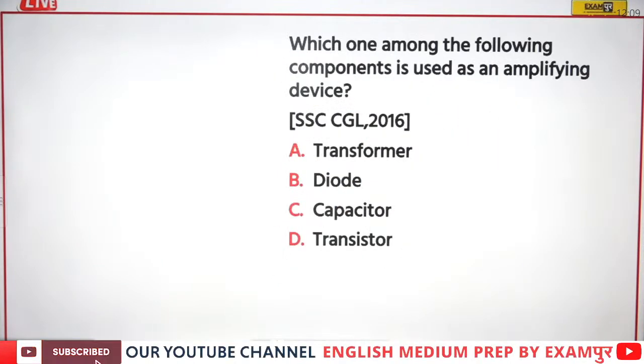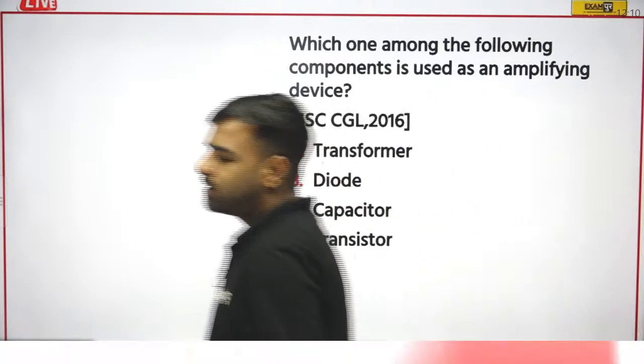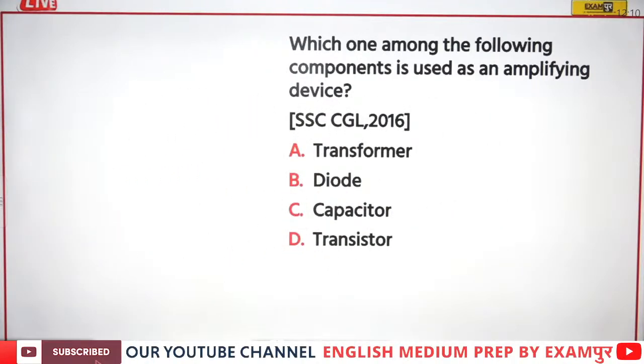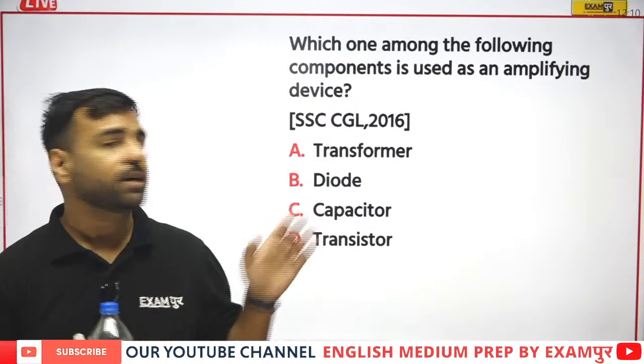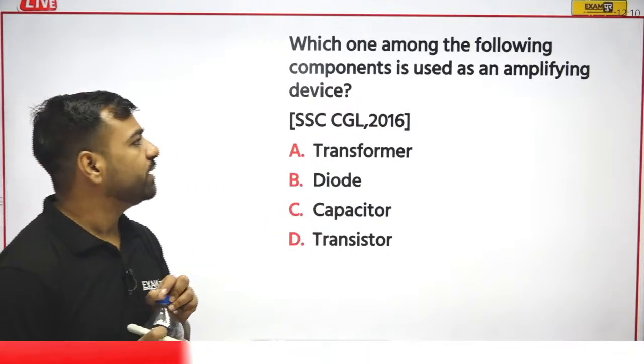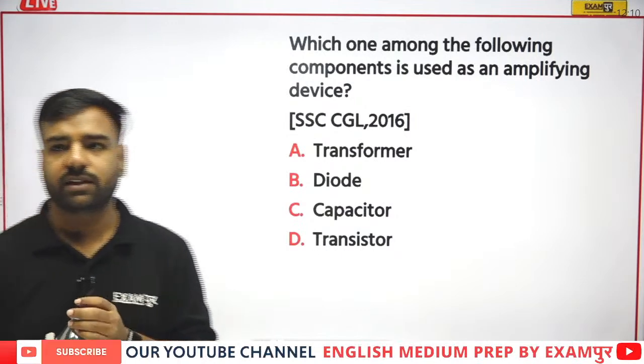Let's get to the next question. Which among the following components is used in an amplifying device? Waiting for the answer. CGL 2016. Yeah, Jivita, you are absolutely correct. Now waiting for the answer for this part. Which among the following components is used as an amplifying device?